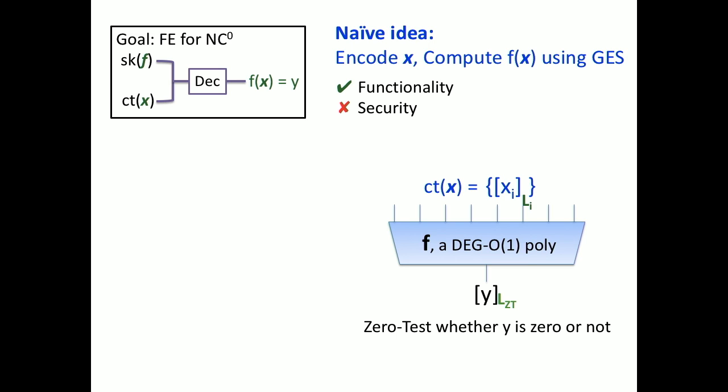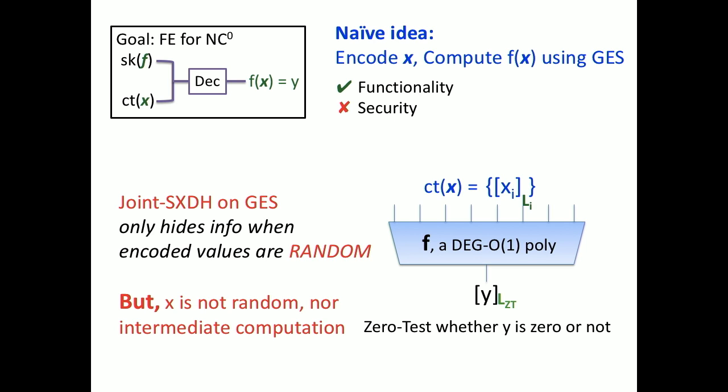The issue really lies in security. Why? Because we really want to rely on simple assumptions on graded encodings. And if you recall, the assumption that we use only hides information when the encoded values are almost completely random, right? Unfortunately, if I use it to encode the input, it is definitely not random. It can just completely reveal the input, in fact. Nor is any of the intermediate computation results random. Therefore, security does not hold.